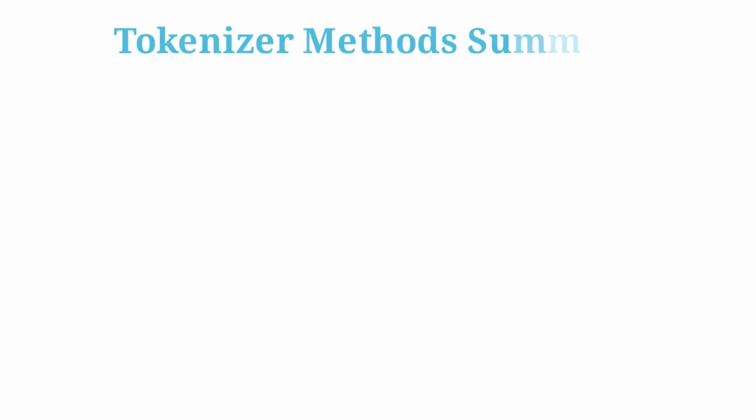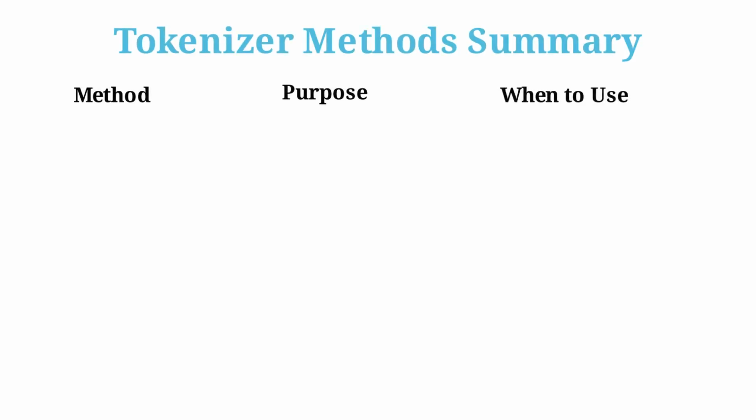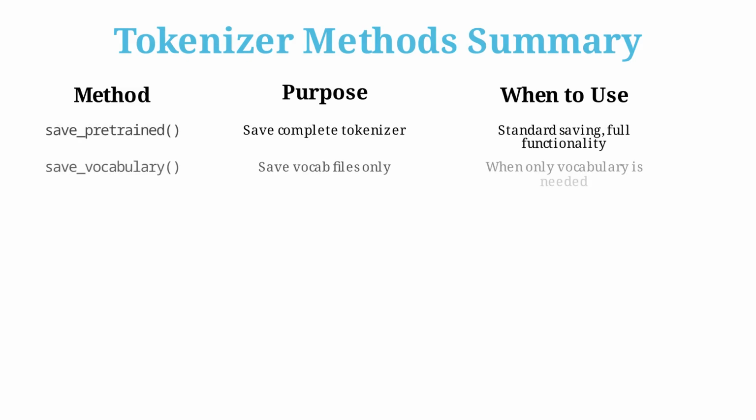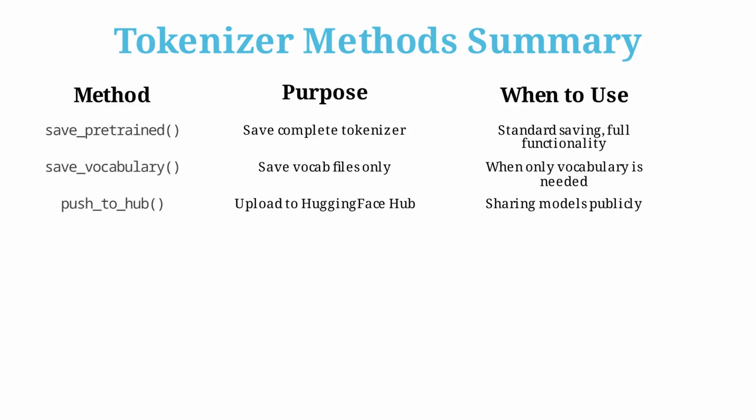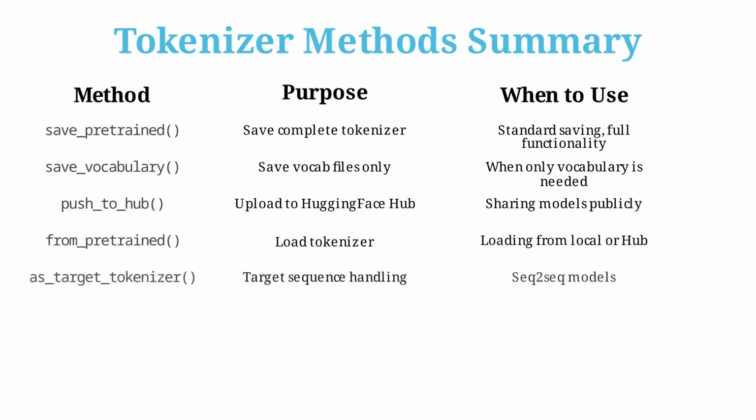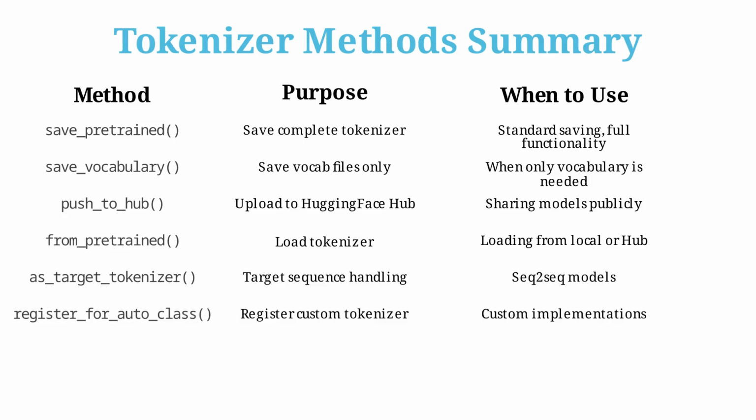Let's summarize the key takeaways and best practices from this chapter. We've covered multiple saving methods, each with specific use cases. Save pre-trained for complete functionality, save vocabulary when you only need vocab files, and push to hub for sharing. For performance, always prefer fast tokenizers when available. They can be 10 to 100 times faster. Use batch processing for additional speedup. Remember to test your custom tokens after loading and choose the appropriate format based on your compatibility needs.